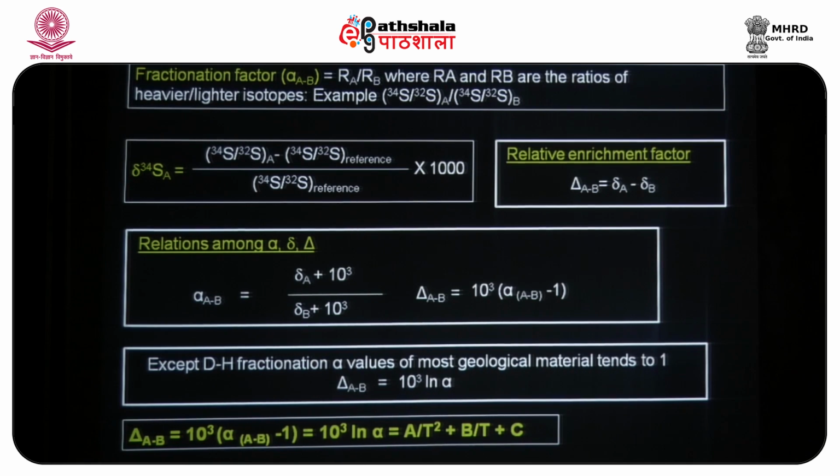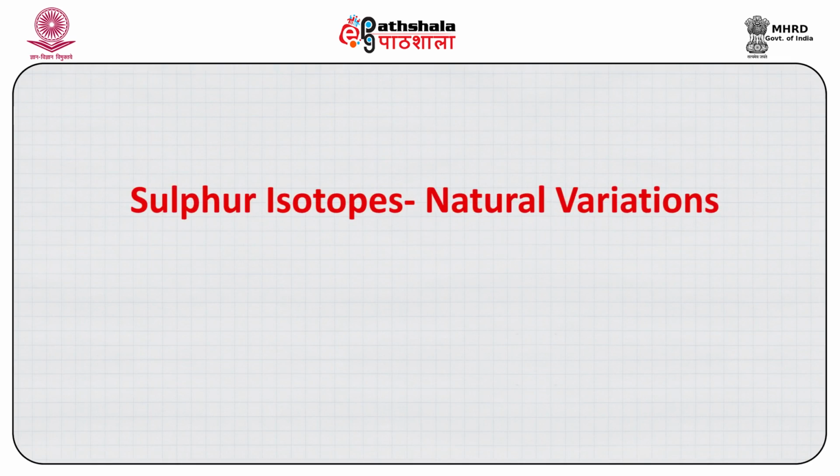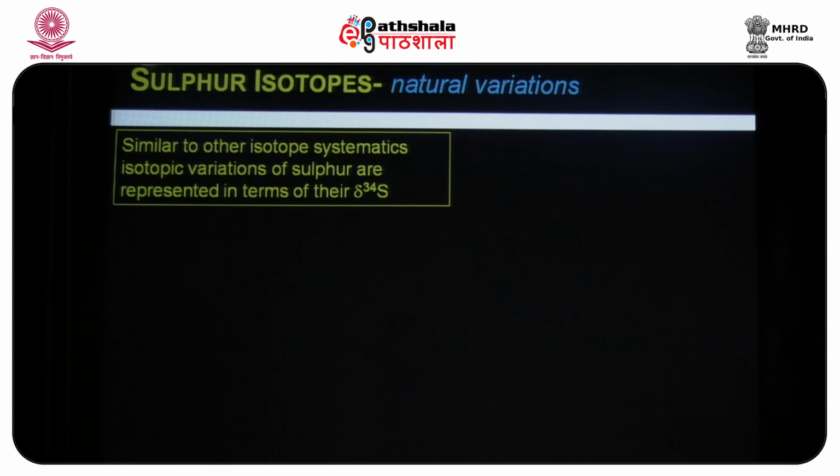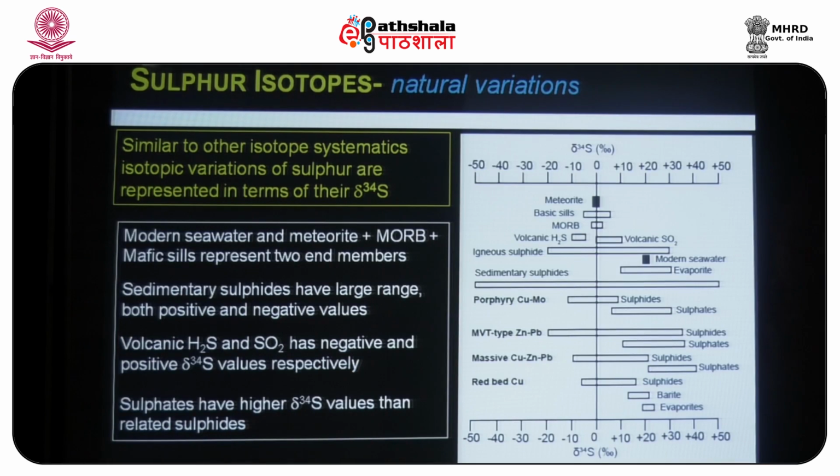Now, let us have a look at the variations in the sulfur isotopic compositions in nature. The variations in the sulfur isotopic composition in nature are expressed in the same way as for other isotopes, so they are represented by the delta 34S values. Here is a figure where the delta 34S values are plotted on the x axis, with this the positive direction and this the negative direction.